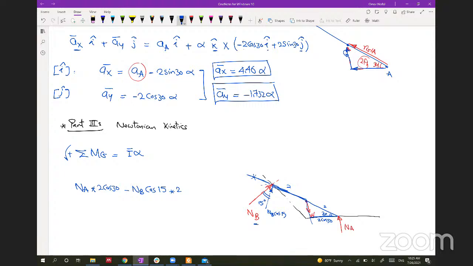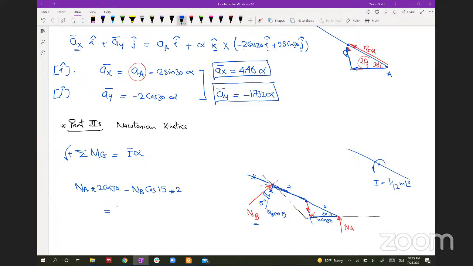And this should be equal to I bar, and for I bar you will have to identify the axis of rotation of this body. So this body is something like that, and it's rotating about this axis. If you find this axis from the dynamics equation sheet, you will find it's 1/12 ml squared.